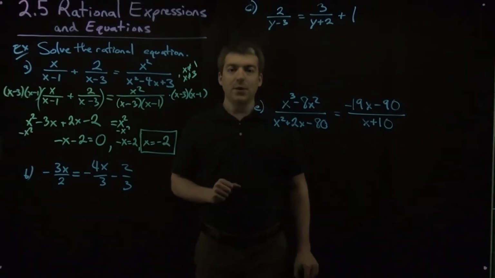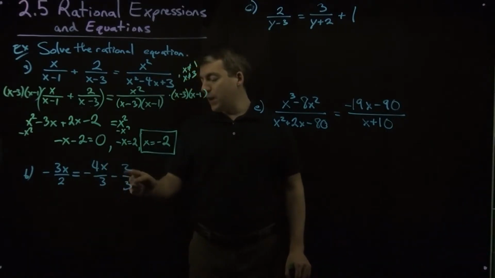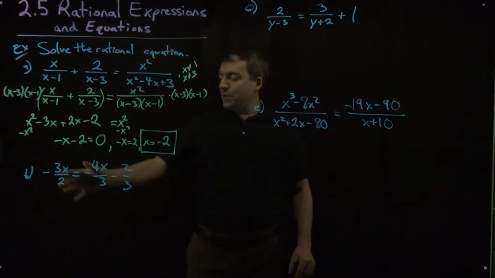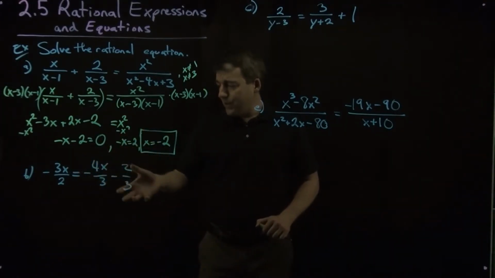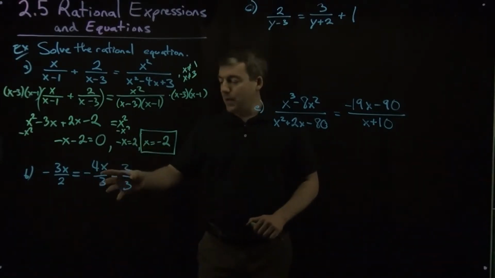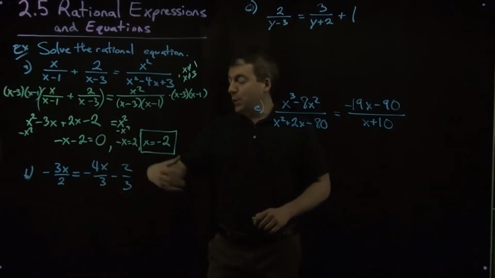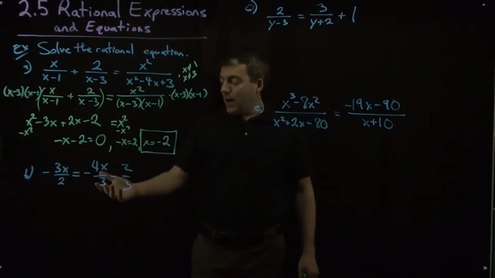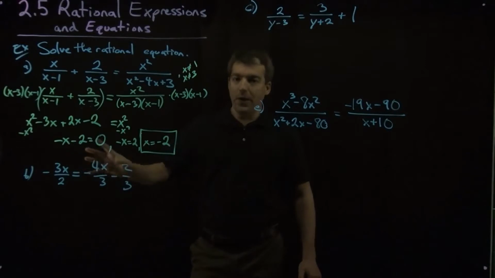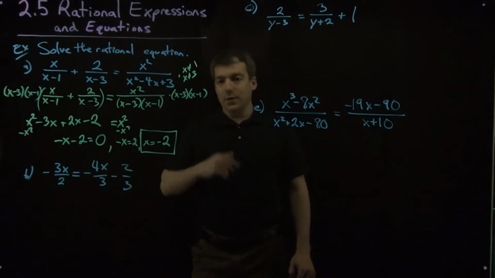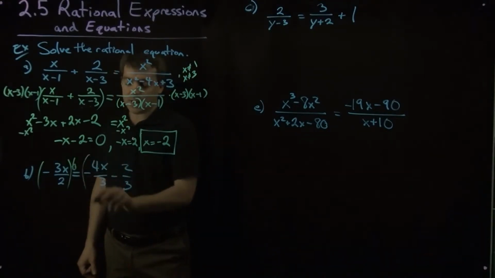All right, let's look at another example. So negative 3x over 2 equals negative 4x over 3 minus 2 over 3. This is similar to what we might have if we had a bunch of fractions with natural number denominators instead of polynomials. Our approach doesn't change. We want to clear all the denominators. We've got 3 and 3 and 2. So we need to multiply by something that would clear them all at the same time. And that's going to be 3 times 2, or 6. So let's multiply both sides by 6.